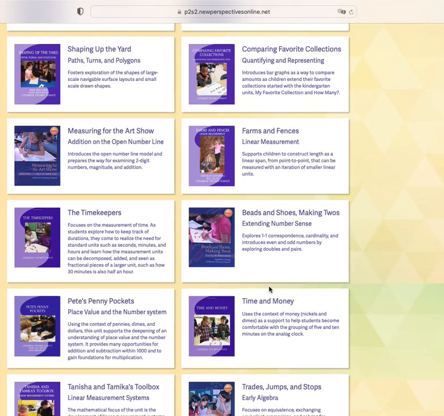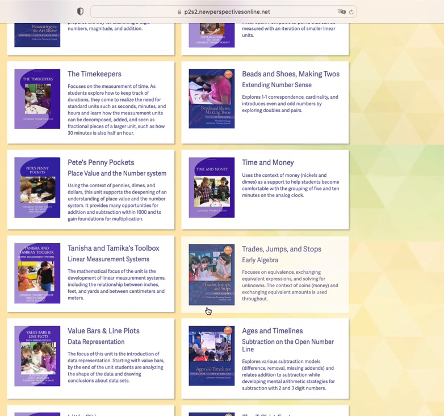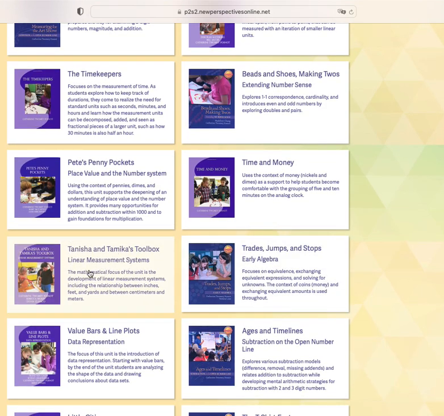Purple usually denotes a connection to addition and subtraction. So you can see, even though Tanisha and Tamika's Toolbox is a measurement unit, that it is purple because we're also simultaneously supporting development of addition and subtraction. And you can see that in the problem strings.